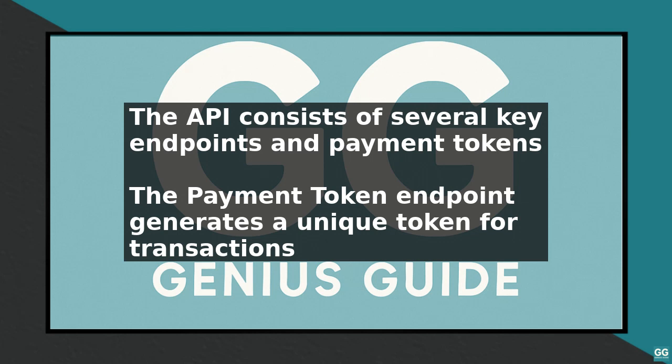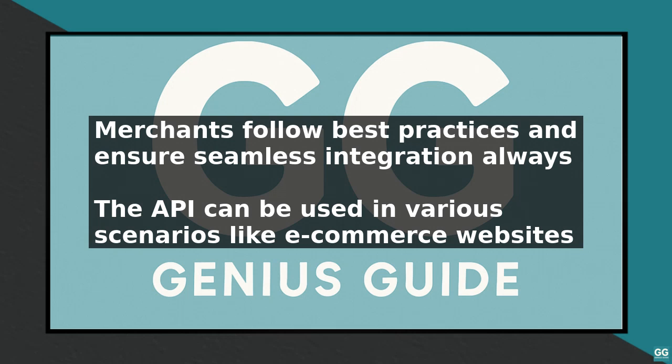Practical examples and use cases. The Afterpay API can be used in a variety of scenarios, including e-commerce websites, mobile applications, and point-of-sale systems. For example, an online retailer can use the API to offer Afterpay as a payment option at checkout, while a mobile app can use the API to process in-app purchases.